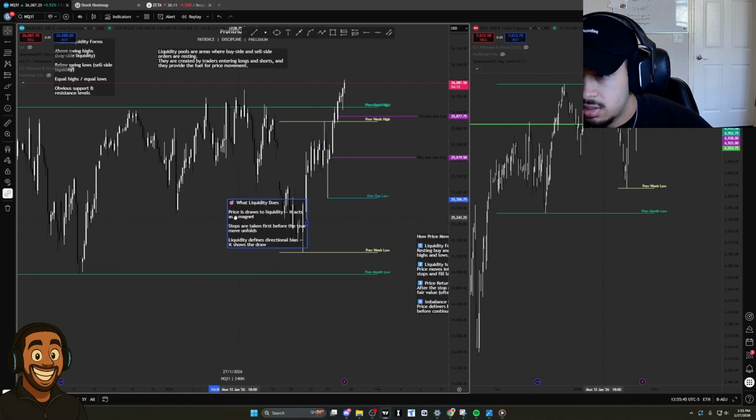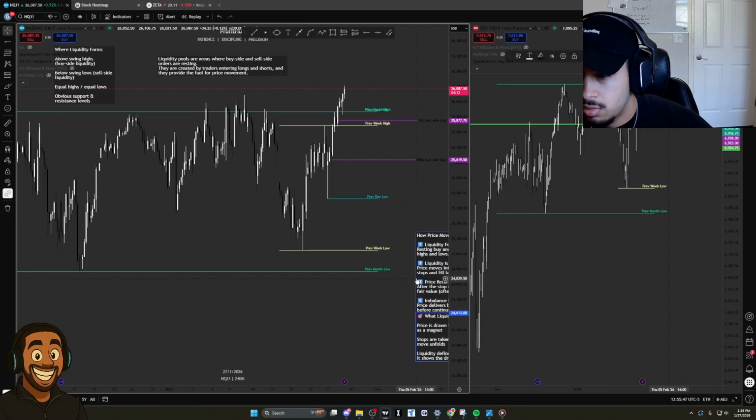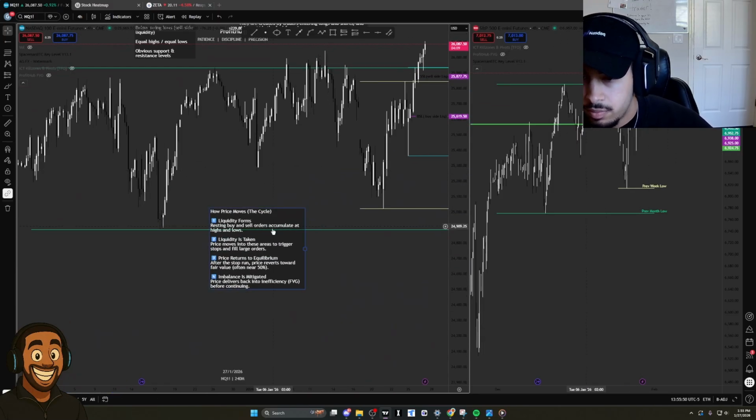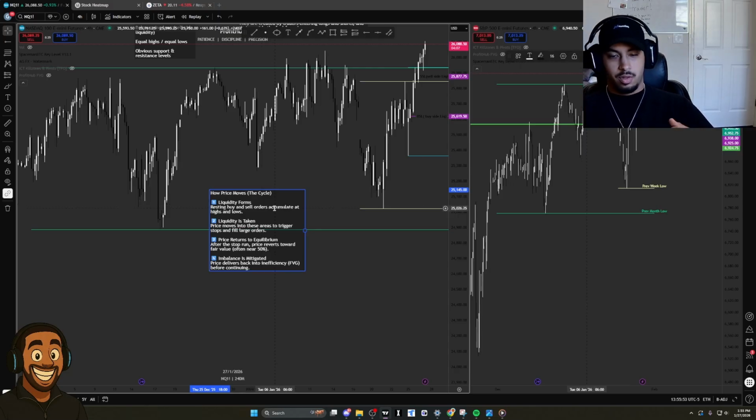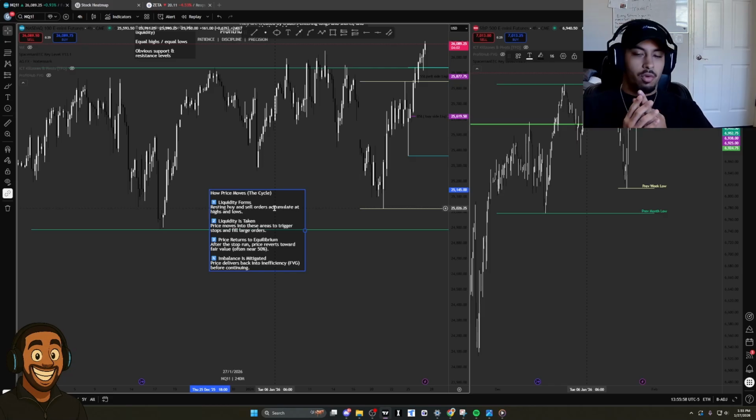Let's get into here. How price moves. So the big four things that you need to understand about liquidity: liquidity is formed, price makes liquidity, price takes liquidity, price returns to the equilibrium, and then the fourth one is imbalance is mitigated. I'm going to explain these in very detailed ways.